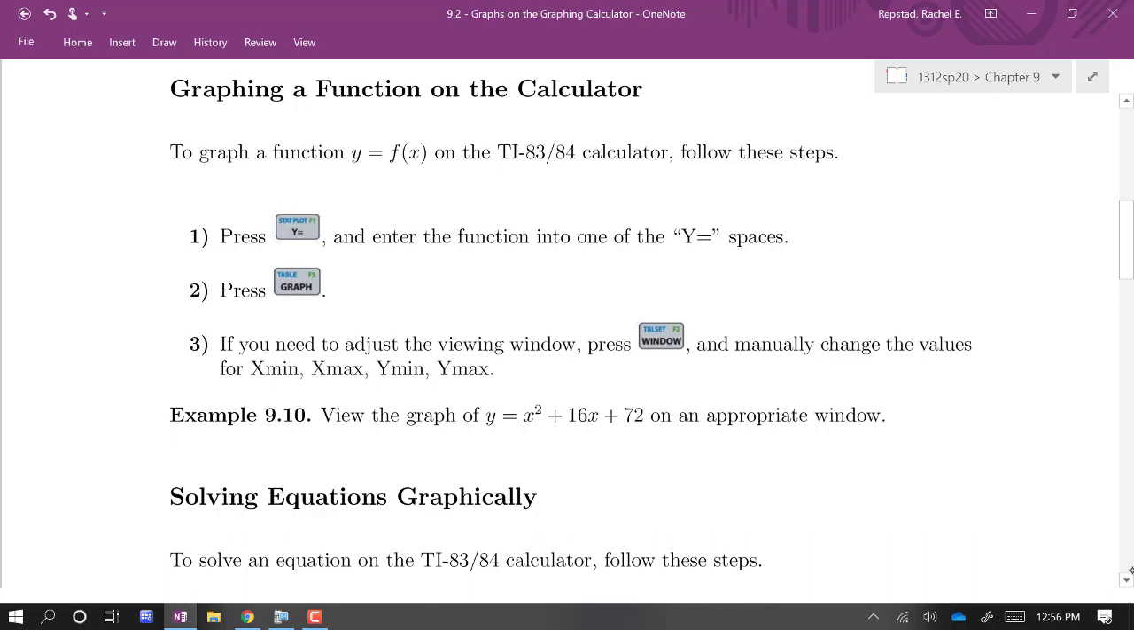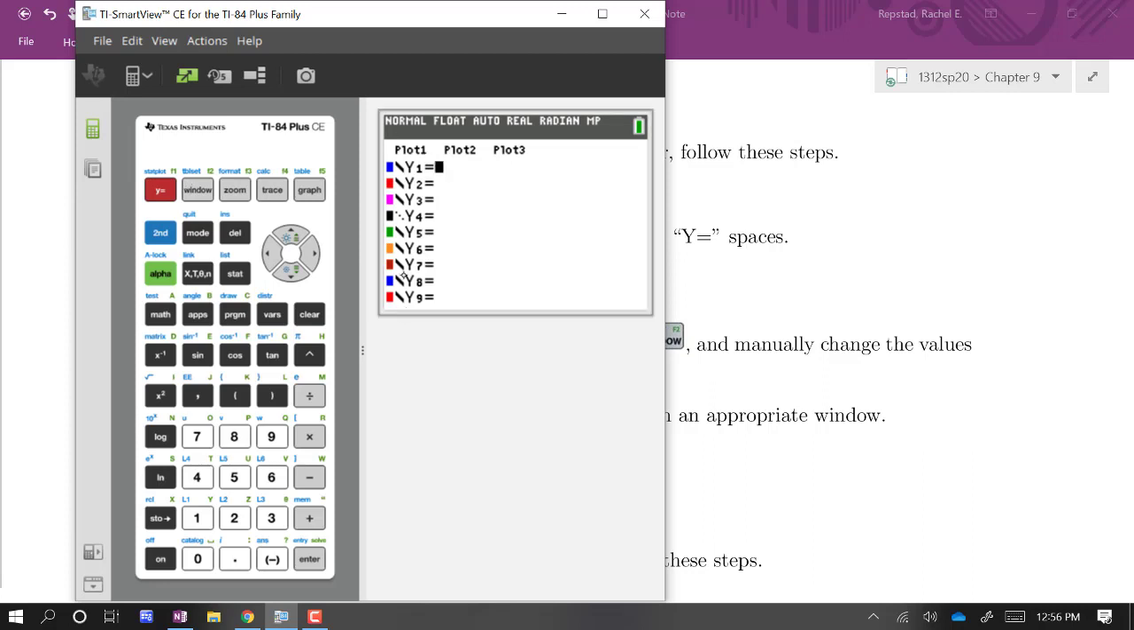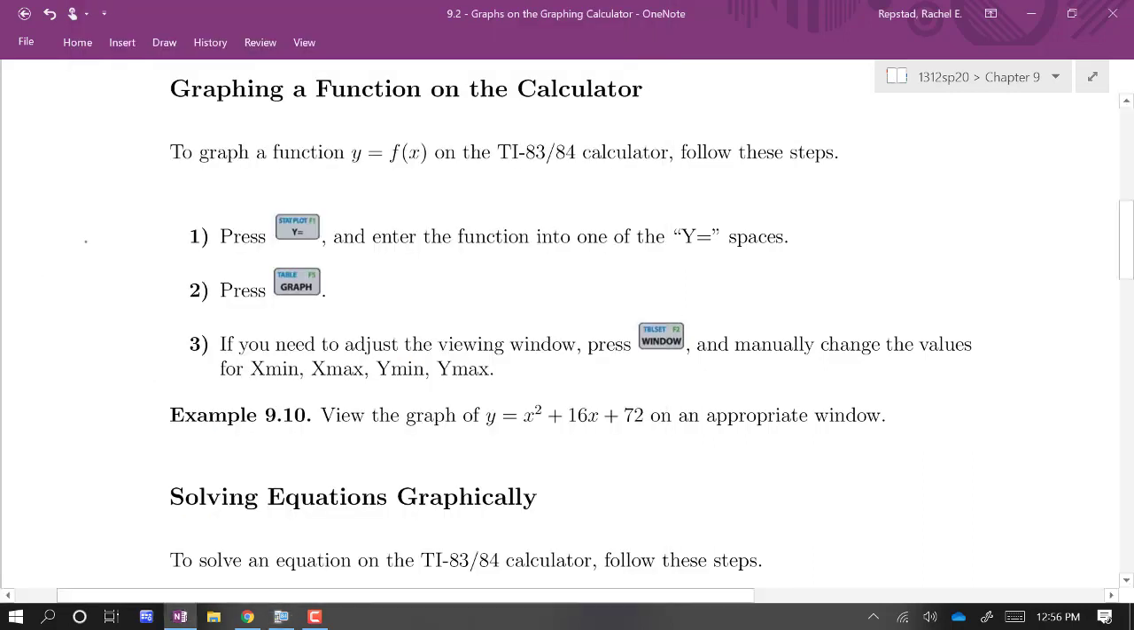What you want to do is, first of all, they'll give you a function. On the calculator, there's the Y= button, which is right below the screen, on the top left. That will bring you to a menu where you can write in an expression for the function. And then you hit the graph button.